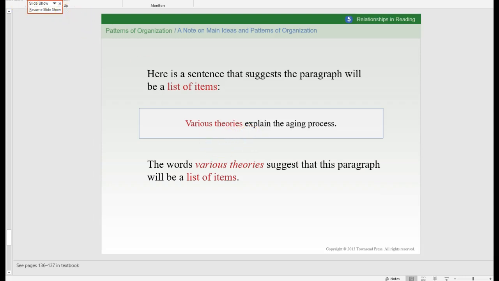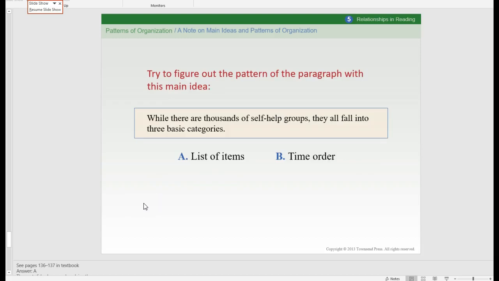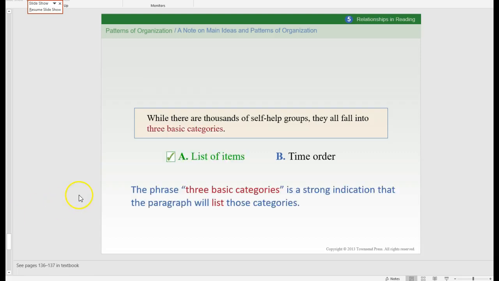So practice a few here. Here is the topic sentence. While there are thousands of self-help groups, they all fall into 3 basic categories. So we're talking about categories. Will that really have anything to do with time, or are they going to list the basic categories? So I hope that you chose A.